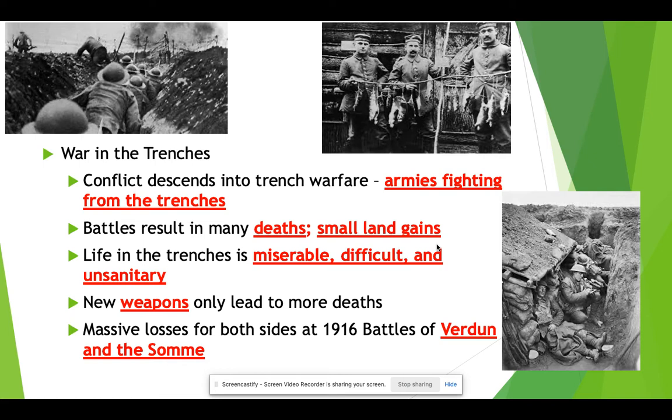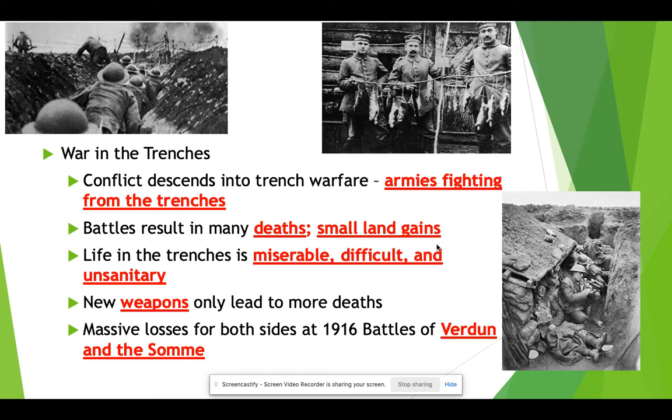Life in the trenches is going to be miserable, difficult, and unsanitary, and you're not going to want to share that information at home. The government is censoring what's going back and forth between the soldiers and their families, and they definitely do not want to get the people at home to start to distrust what's going on with the government decisions.